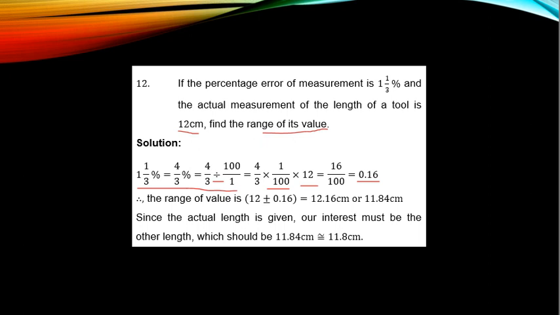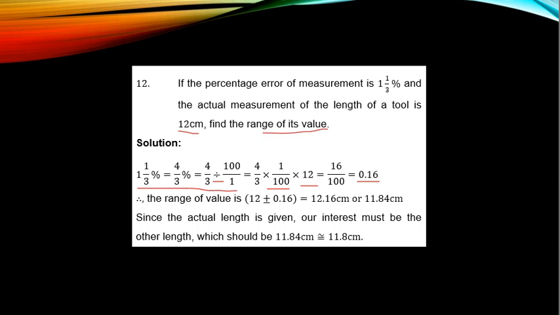0.16. So the range is between 12.16 or 11.84. Alright, since the actual length is given, our interest must be the other length, which should be 11.84, approximately 11.8 centimeters. So it is also possible to find the range of value when the percentage error and the actual measurement is given to you.